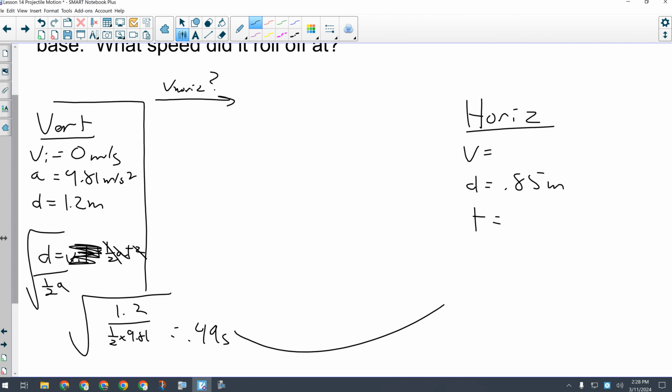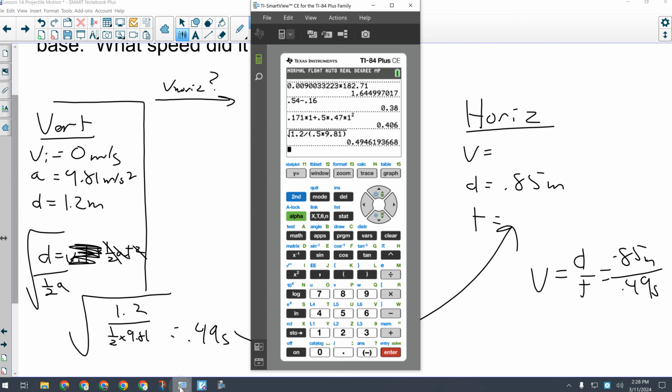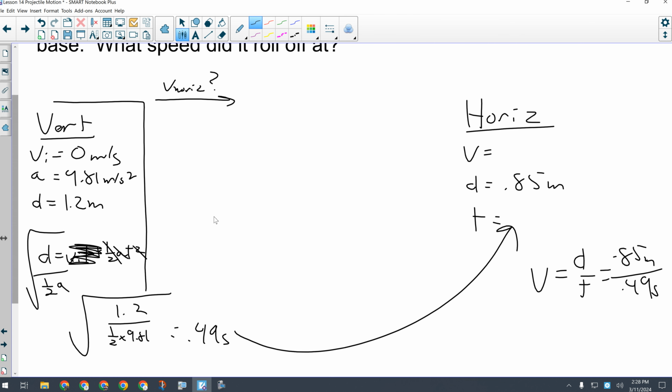That can come over here, and now I'm looking at V equals D over T, knowing both of them. 0.85 meters divided by 0.49 seconds, and I'll get my speed. So 0.85 divided by that number. I got 1.7 meters per second. I think I only have 2 significant digits.